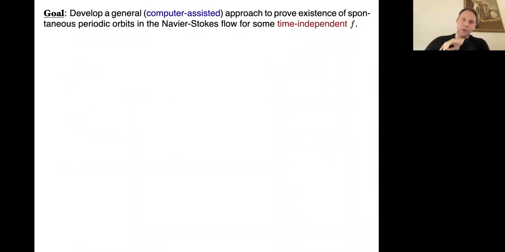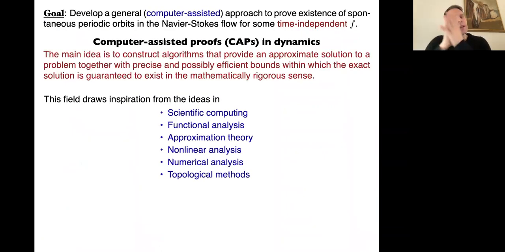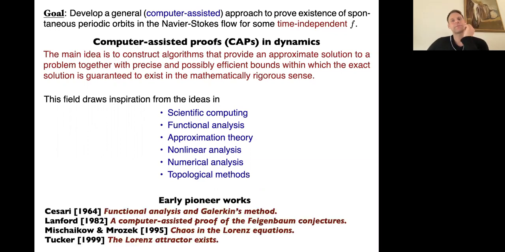Okay, so what do I mean by computer-assisted proofs in dynamics? The way I see it is as follows. The idea is to construct algorithms that provide an approximate solution to a problem. And then we also want efficient and precise bounds, so that we can have a mathematical theorem that says that close to a numerical solution, there is a true solution to the original nonlinear equation. And this field really draws inspiration from different math fields like scientific computing. You see them here, but it really is a blend of these fields.